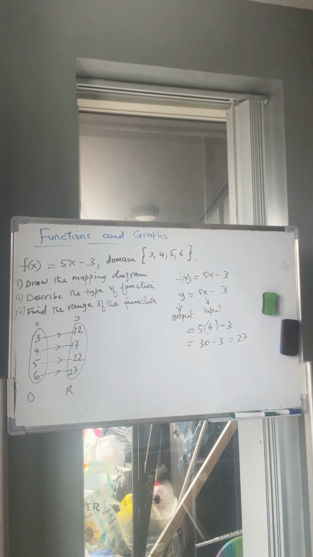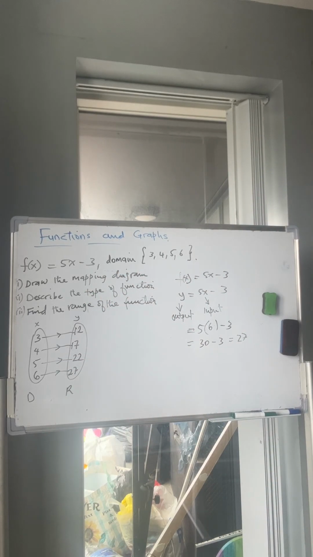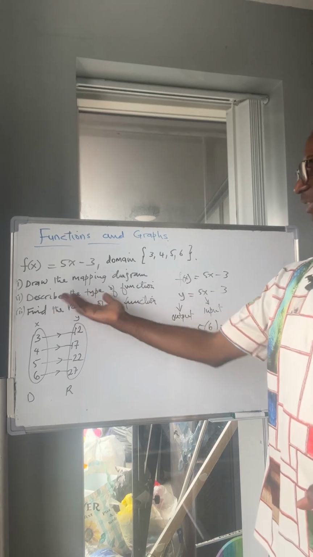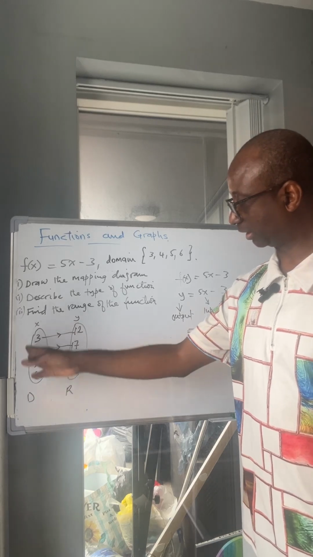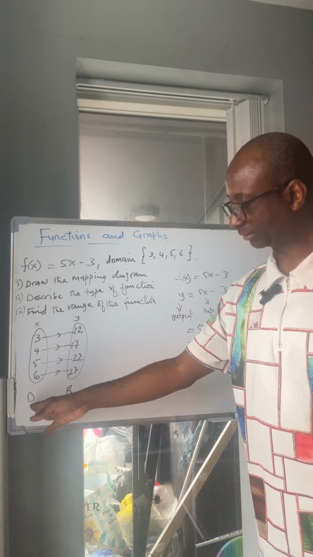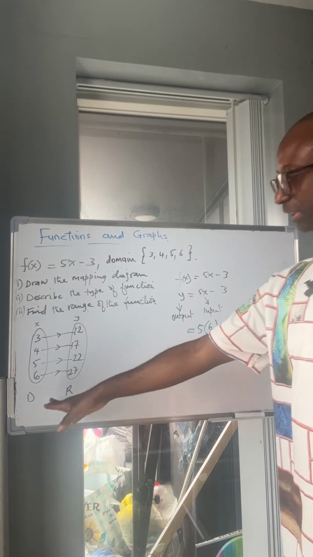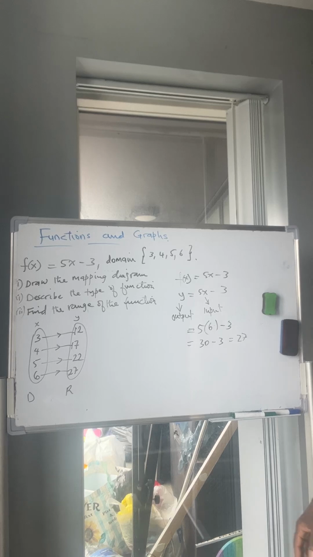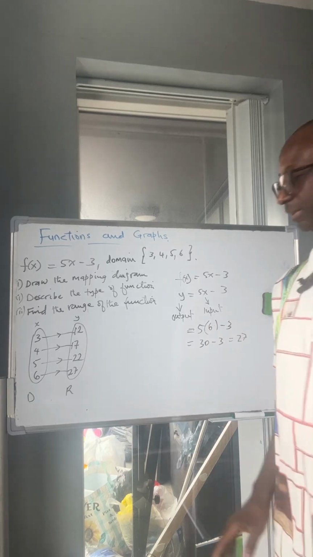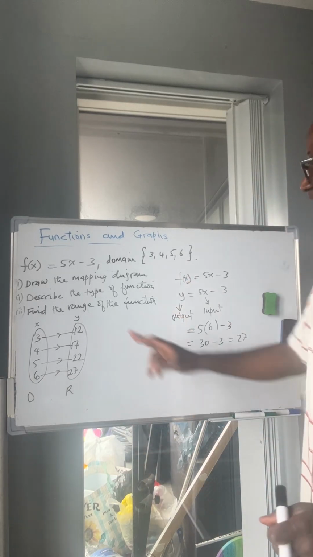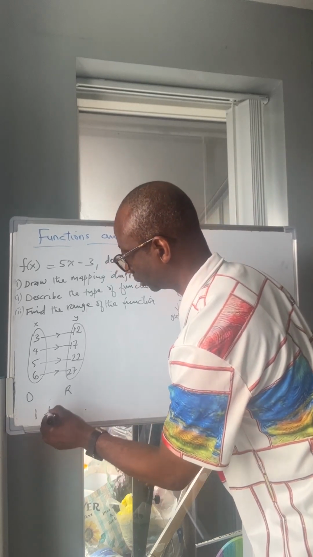So now, they say describe the mapping, draw the mapping diagram. We have drawn the mapping diagram. The next question says describe the type of function. If you can see, every element of the domain is mapped to an element of the range. So this is a one-to-one mapping. Every element here is mapped to exactly one element on the other side. You describe it as a one-to-one mapping.